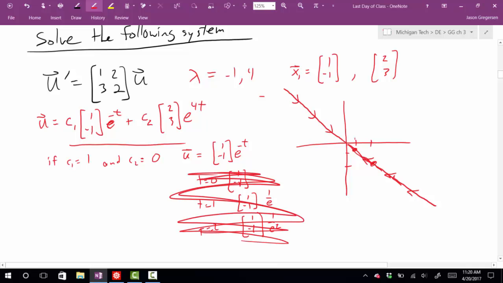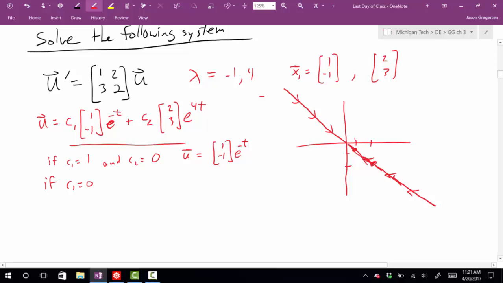What about if C1 was equal to 0 and C2 was equal to 1? Well, then my solution just looks like 2, 3, e to the 4t. That's going to look like the vector 2, 3 times some number. It's just going to be a scaling of that vector, so it's going to be this line. If C2 is negative 1, it would be this line. But once again, I see that as just all the multiples of the eigenvectors.